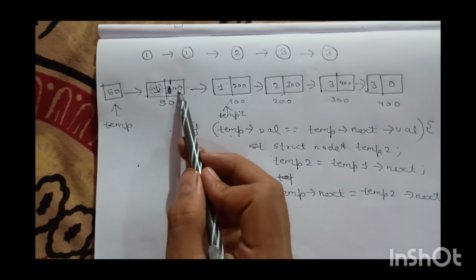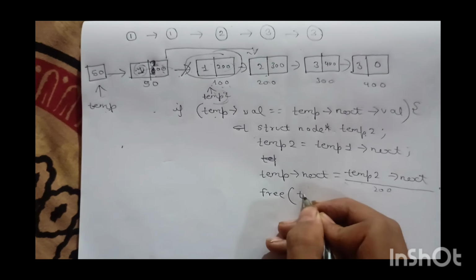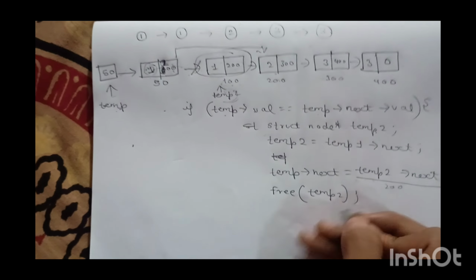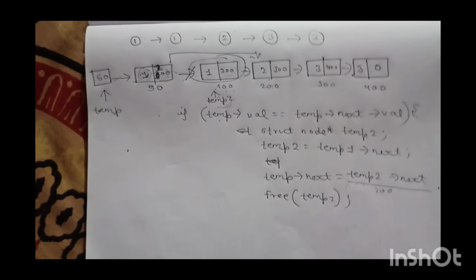Okay. So this is what we have to do. Now this is garbage. I don't need this node now, right? So I will delete this node. So how can I delete? I will simply use free. So I will free this node. Temp2 is pointing to this node, right? So I will free temp2. So this is the logic behind how we can delete.